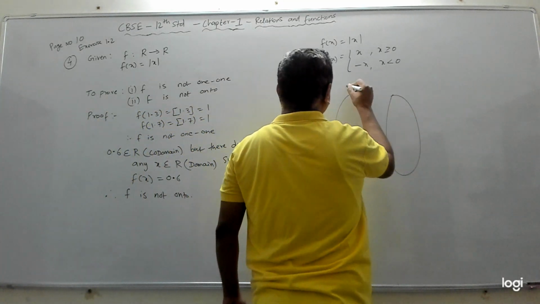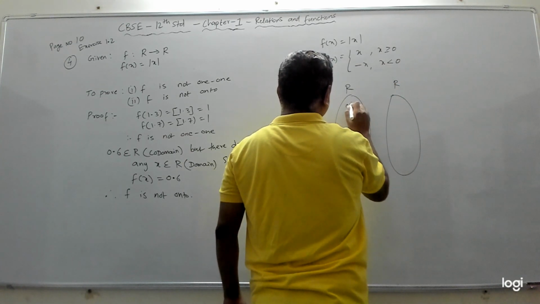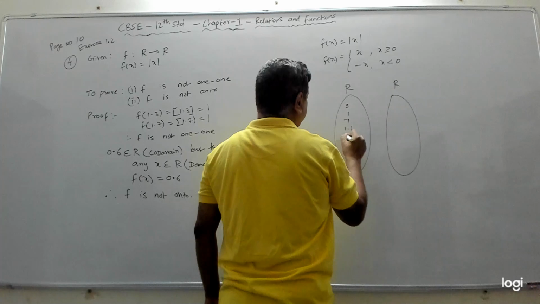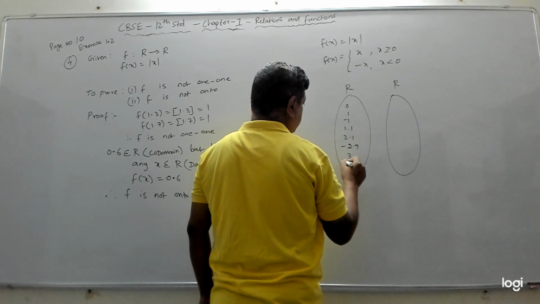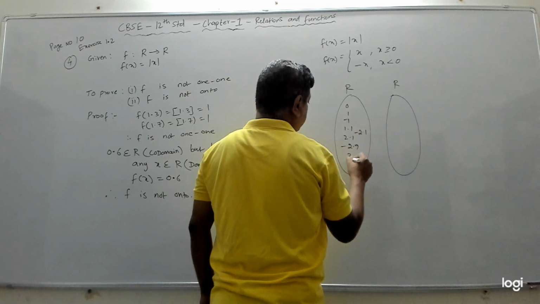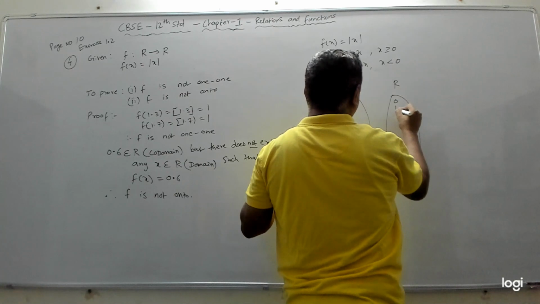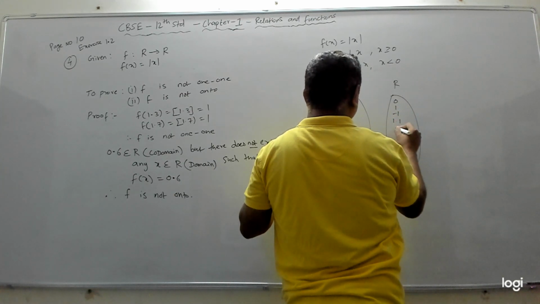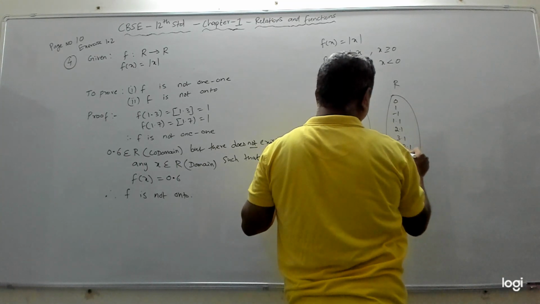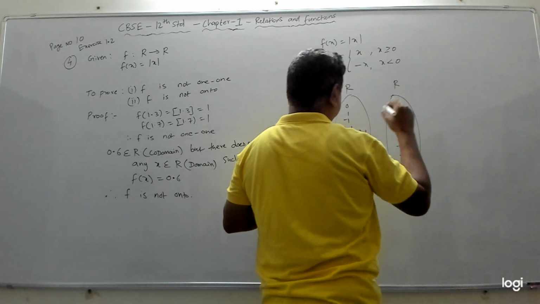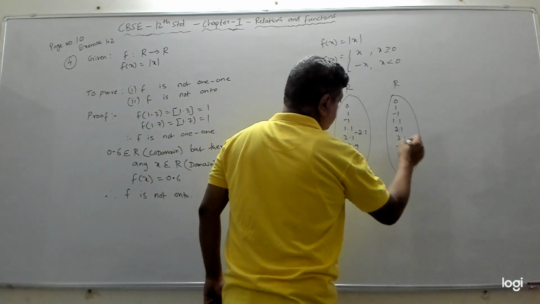Right? So you have the set of real numbers and the set of real numbers. We have 0, 1, minus 1, 1.1, 2.1, minus 2.9, 3, and then minus 2.1, etc. It goes on, and it has all the real numbers.